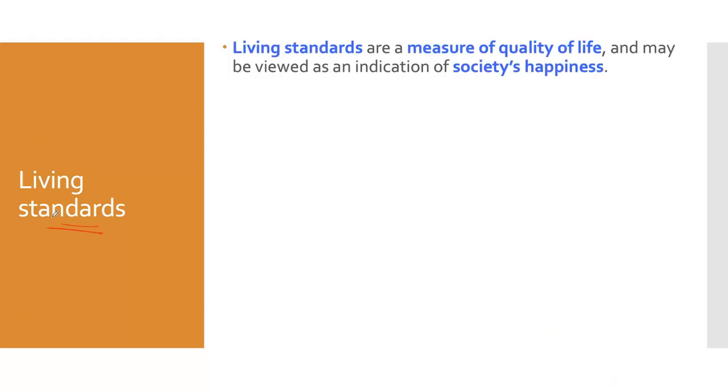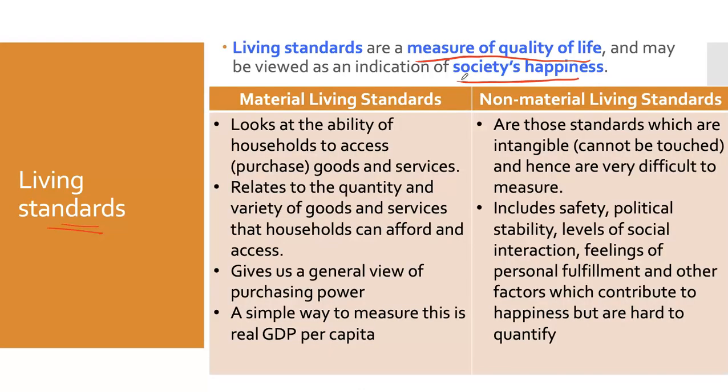And how does this impact what we know as living standards? And what are living standards? Living standards are how we measure the quality of life. And it might almost be an indication of how happy our society is. Now, we break down living standards, and we will talk more about this in Outcome 2, into material living standards and non-material.